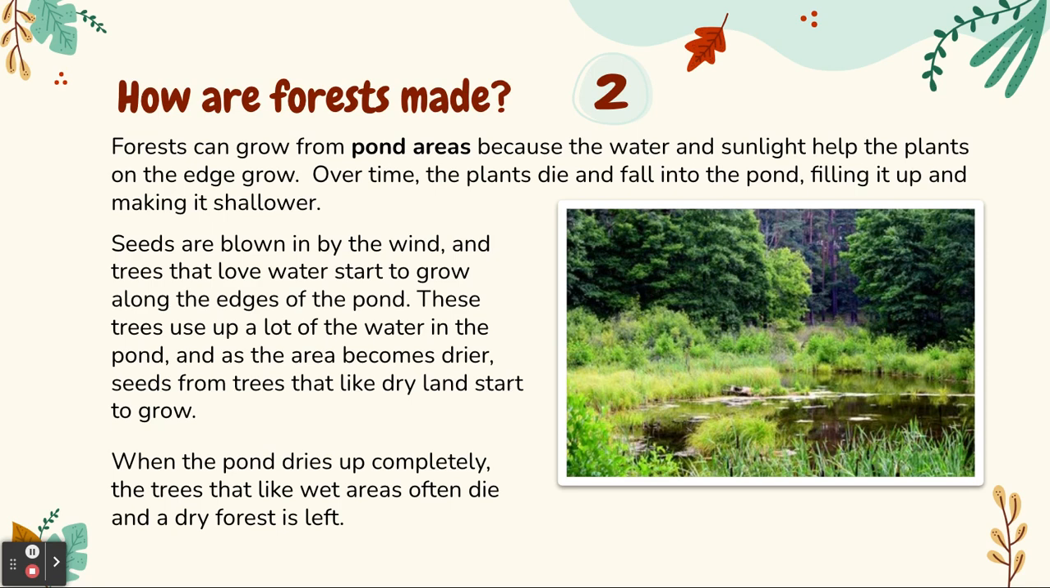These trees use up a lot of the water in the pond and the area becomes drier. Then seeds from trees that like dry land start to grow. When the pond dries up completely, the trees that really like wet areas most often die and a dry forest is left.